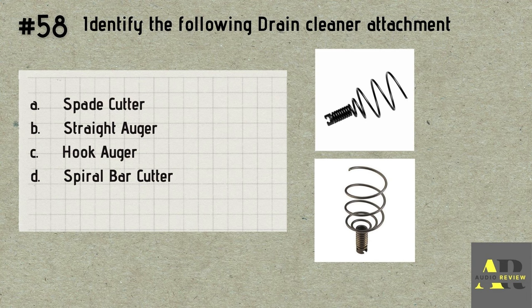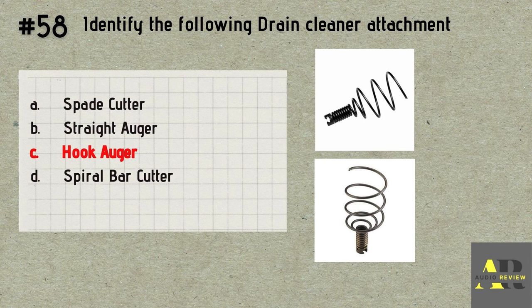Question 58. Identify the following drain cleaner attachment. Is it A. Spade cutter? B. Straight auger? C. Hook auger? D. Spiral bar cutter? The answer? It's C. Hook auger.